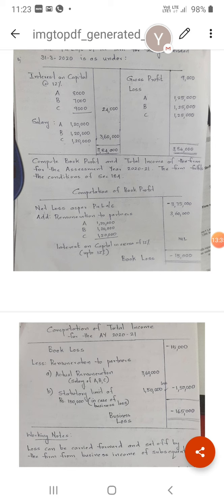Two important things you want to remember: whenever book loss comes, in the case of computation of statutory limit, the limit is 1,50,000. That is the constant.